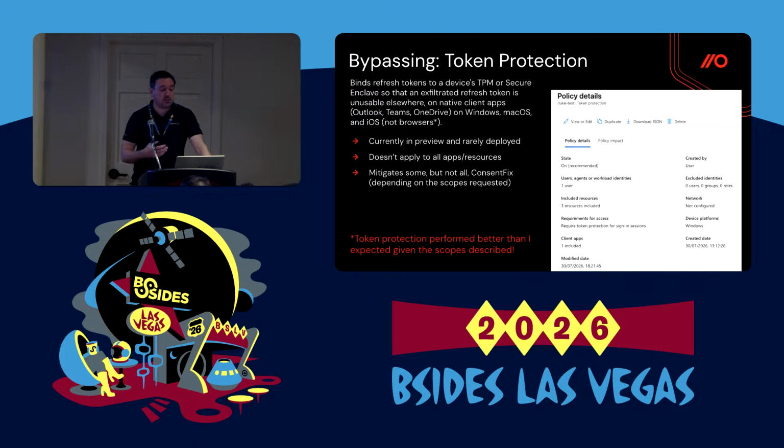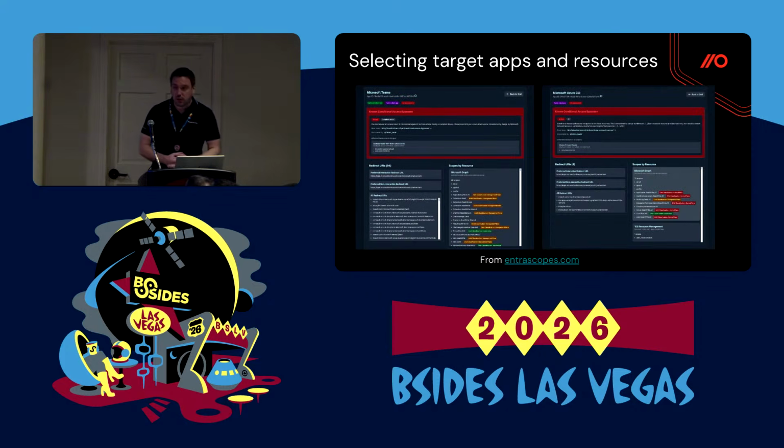But I found it was seemingly blocking Graph API access more generally. So I wasn't necessarily using the apps or resources it mentioned, but whenever I was trying to access the Graph API, it was blocking me. However, it doesn't apply to everything. So I'm going to show you here what I did.